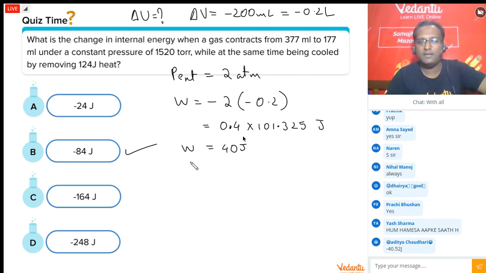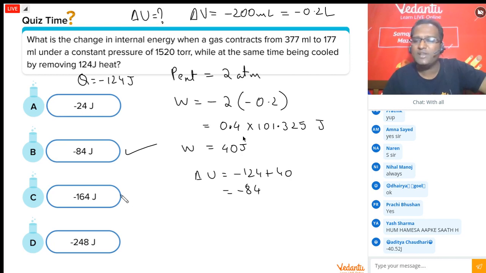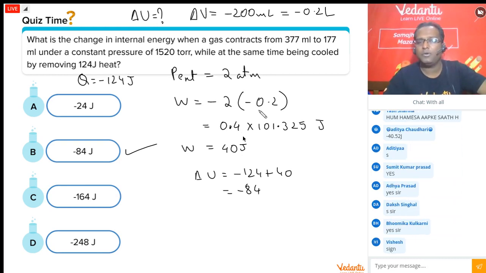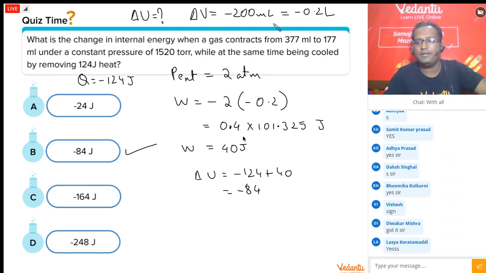Minus minus gets cancelled. While at the same time being cooled by removing 124 joule heat. Removal of heat means exothermic, so minus 124. So delta U will be Q plus W, minus 124 plus 40, that is minus 84. Those who got minus 164, is it now understood? You probably forgot the minus in point 2. You probably wrote delta V as 200. Right?